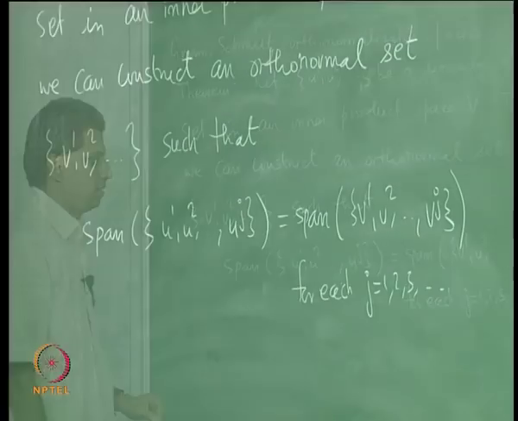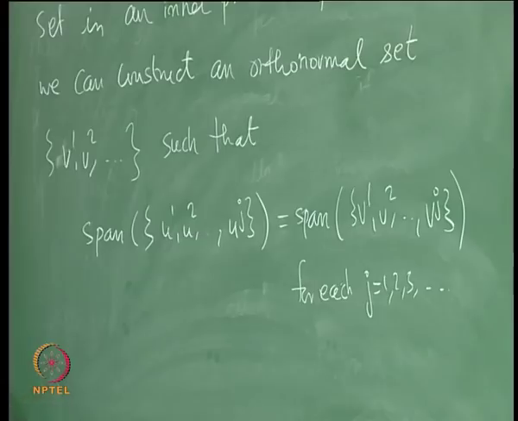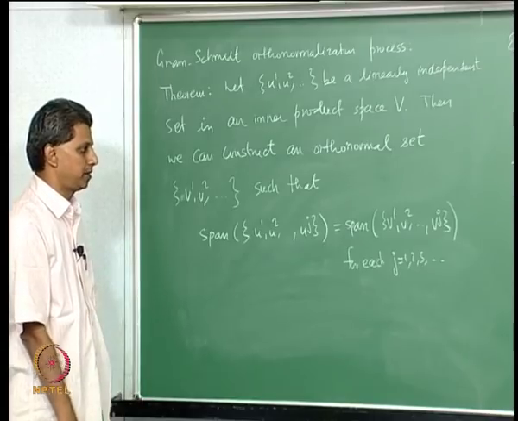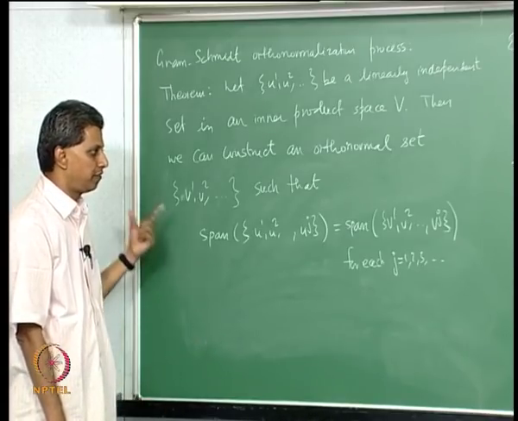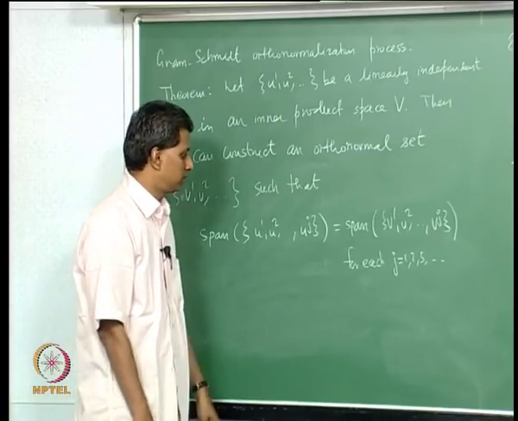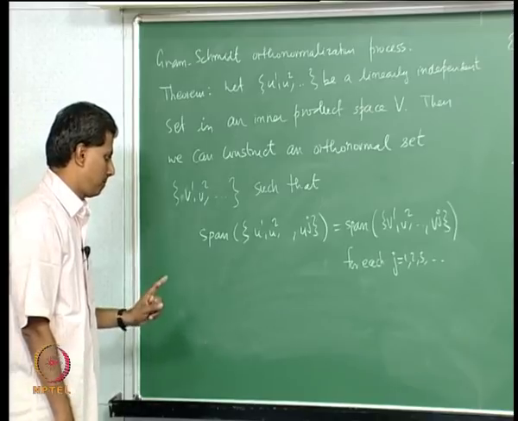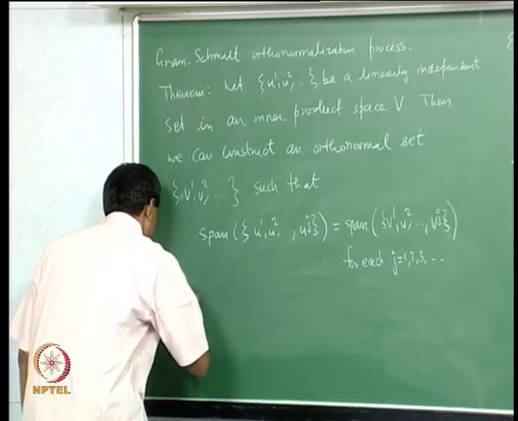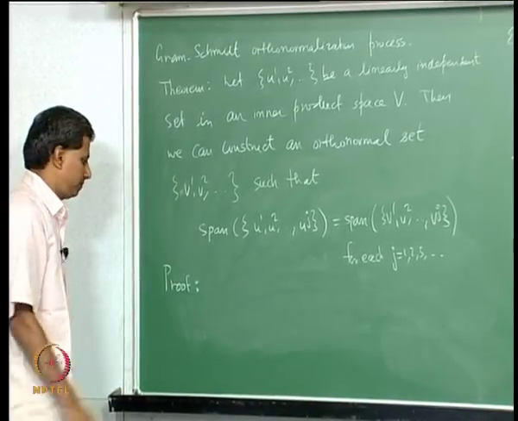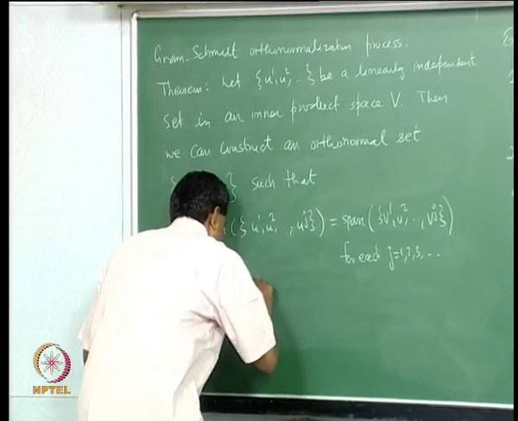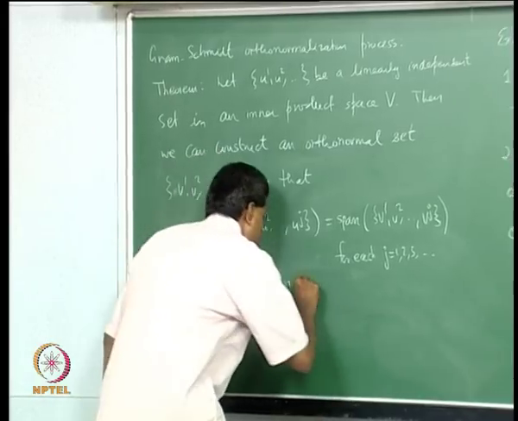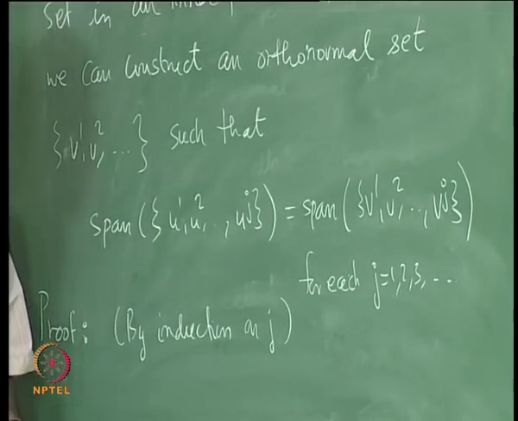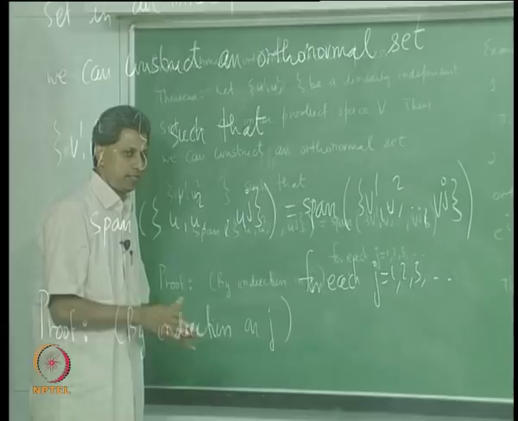Okay. Step by step, that is, look at the span of u1, that is the same as the span of v1. Span of u1, u2 is equal to span of v1, v2, etc. For every j, these two subspaces of V are the same. Okay. The proof. I will complete the proof today. The proof is by induction on j. To apply the induction principle, you need a basis step and then an inductive step.